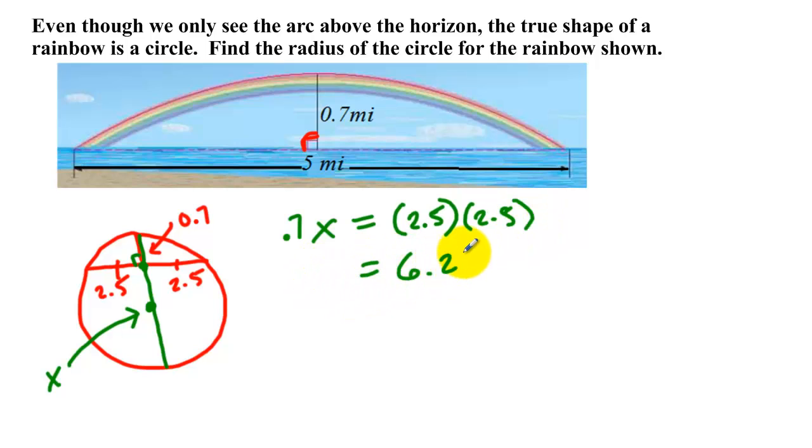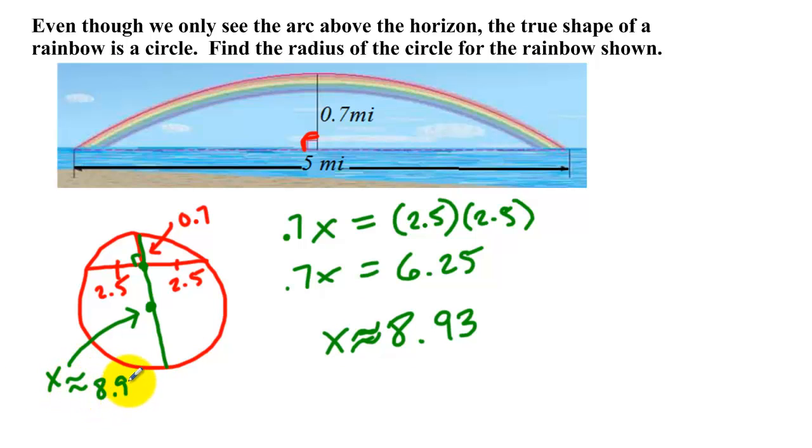All right, so we've got 6.25 on this side, and if we divide by that 0.7, x is going to come out to be, and I'm going to probably round this, so about 8.93. Let's make this approximate. 8.93 right there. Now, that is actually going to help me get my radius.